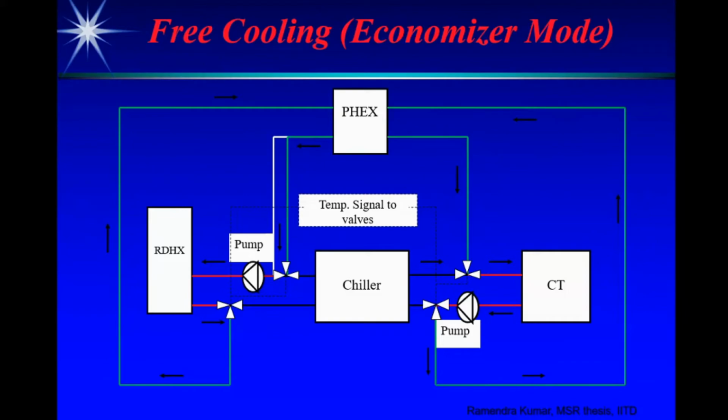The RDHX, which is shown here, is a term which is used in data centers, which is a rear door heat exchanger. So this is a particular design which is there for the racks. So here we circulate the chilled water from the chiller and cool the servers or remove the heat from the servers.